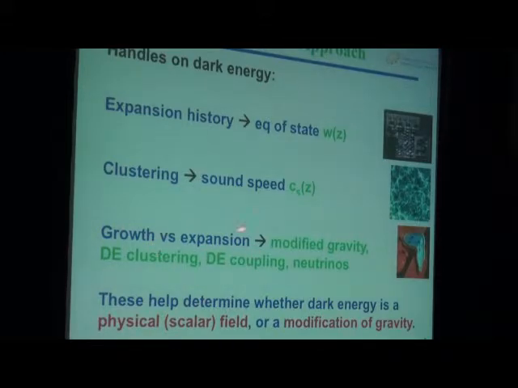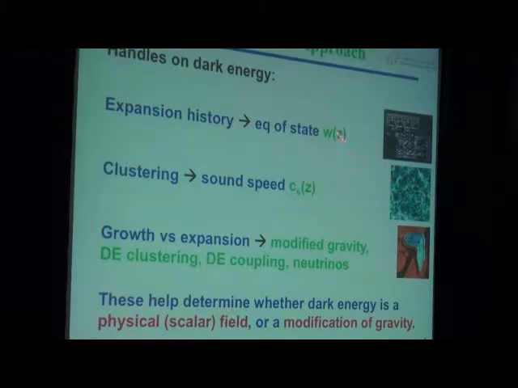And then we can also do tests such as how is the expansion history different from the growth history of structure in the universe? And if we see some offset between the two, some discrepancy between the two, this could lead us to expectations of either modified gravity or some dark energy clustering or coupling between the dark energy and the matter sector. And neutrinos will also give you such an offset if you haven't realized that there should be massive neutrinos. And Marilena will be talking about that later in the week.